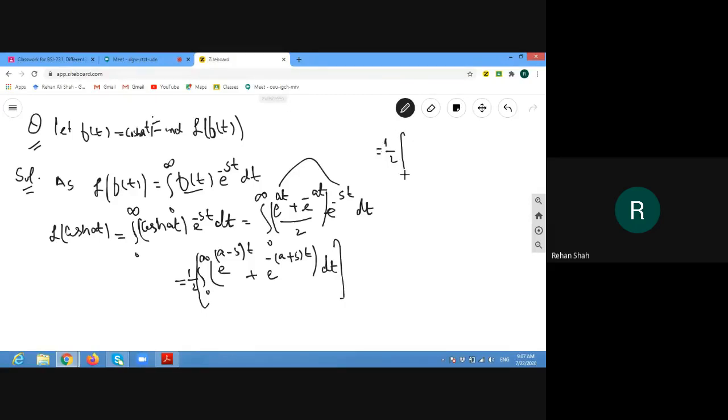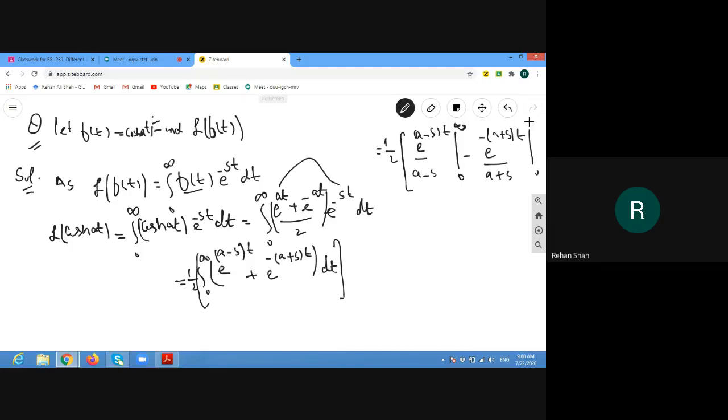This integral will give you e power a minus s into t divided by a minus s, 0 to infinity, and plus e power minus a plus s into t divided by a plus s with a minus sign. Shift this minus here, this will become minus, this will become minus, yes. So this is again 0 to infinity.